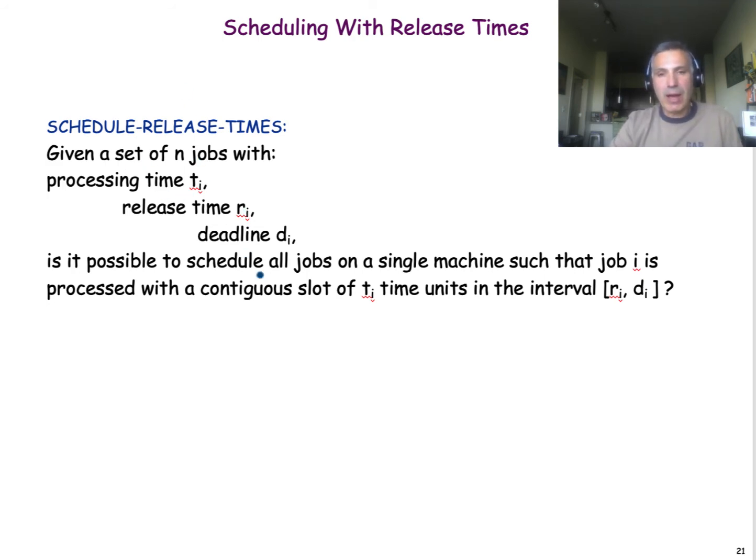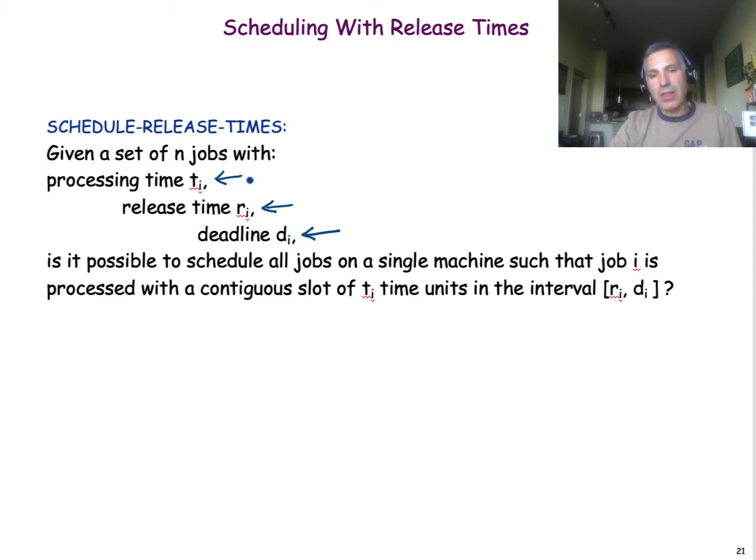Here I will show you a harder scheduling problem in which every job has a processing time, how long it will take, T_i, a release time, that means the time at which the job arrives. You cannot start working on it before the release time, and it also has a deadline. You cannot work on it after the deadline.